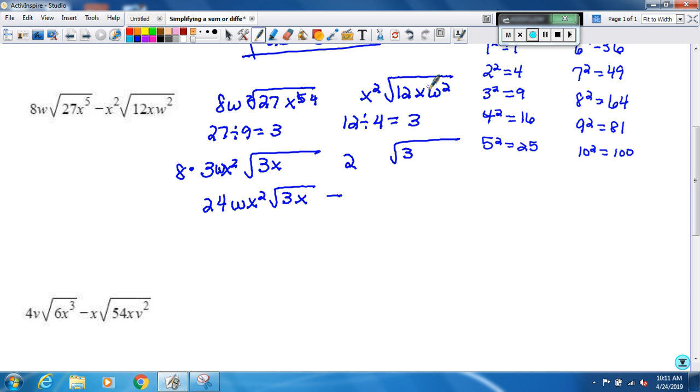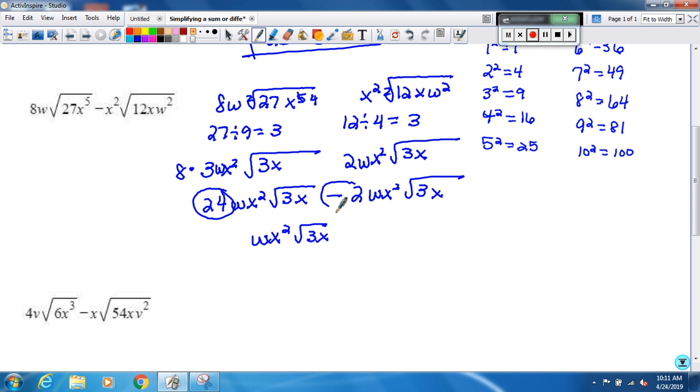The x doesn't have, it's just 1x, so it stays, anytime there's just one variable, it stays underneath. The w, 2 divided by 2 is 1, so I take out a w. And then the original problem also had an x squared. So that's a negative 2wx squared times the square root of 3x. Now you're just totaling the coefficients in the front. 24 take away 2 is 22.